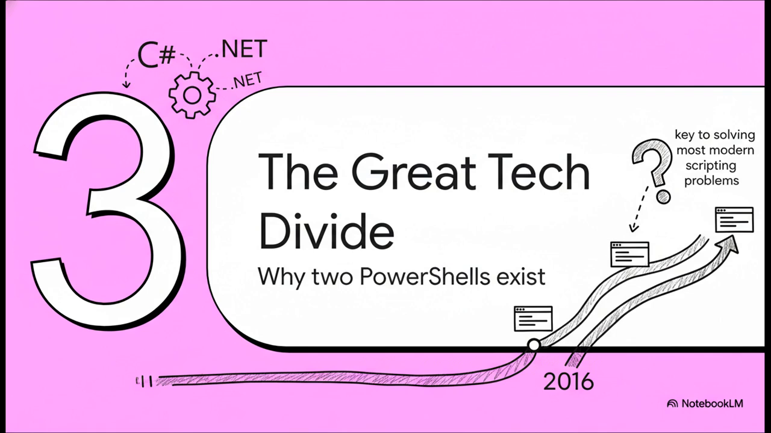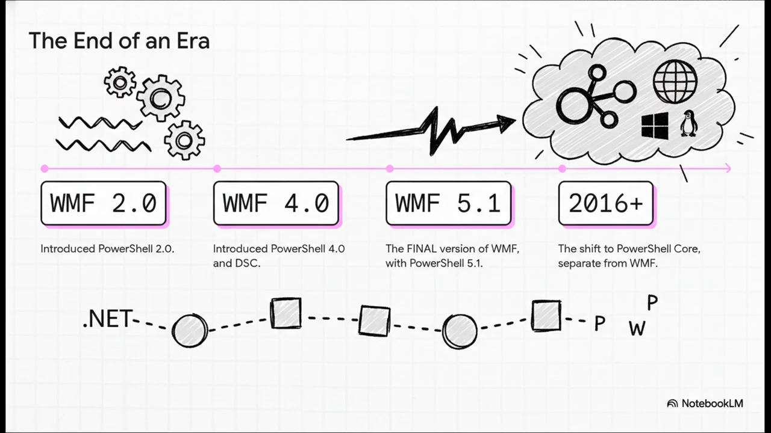Okay, so we get the components now, but here comes the plot twist. Around 2016, the entire PowerShell landscape just changed. It basically split into two parallel worlds, and understanding this divide is the real key to solving most of the scripting problems you run into today. You see, for years, as this timeline shows, the WMF version and the PowerShell version were locked together. WMF 4 came with PowerShell 4, simple. But that all came to a screeching halt with WMF 5.1. Why? Because Microsoft completely changed its strategy. They decided to make PowerShell open source and cross-platform. And to do that, they created PowerShell Core, a totally new version that was completely separate from WMF and the whole Windows-only world.